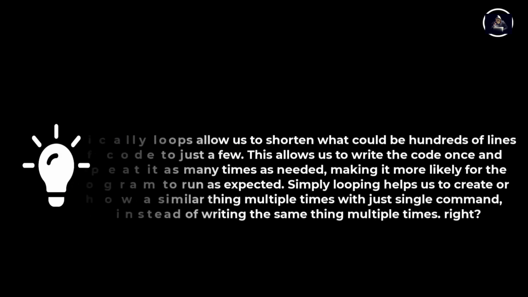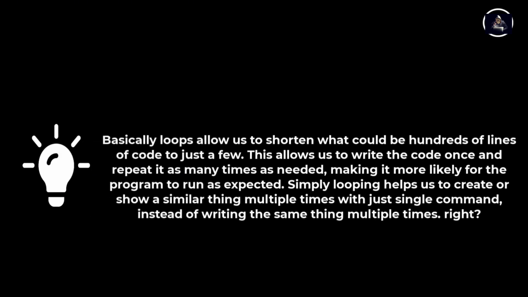And it's time for loops. So there are 3 types of loops: for loop, while loop, and until loop. Different loops have different rules. So please note down everything I show you. But what can we do with loops in programming? Basically, loops allow us to shorten what could be hundreds of lines of code to just a few. This allows us to write the code once and repeat it as many times as needed, making it more likely for the program to run as expected. Simply, looping helps us to create or show a similar thing multiple times with just a single command.